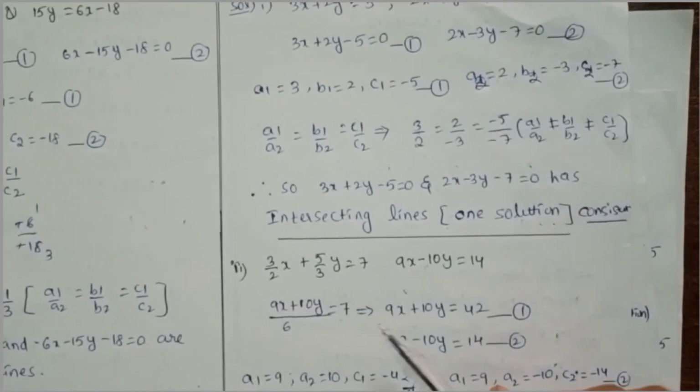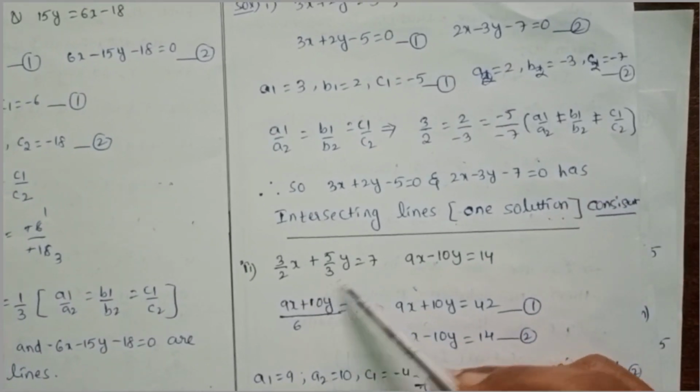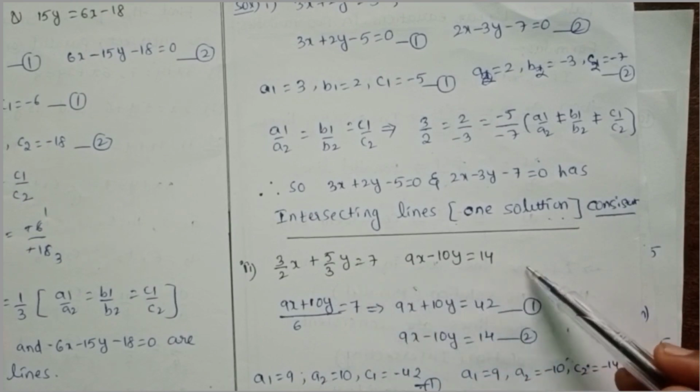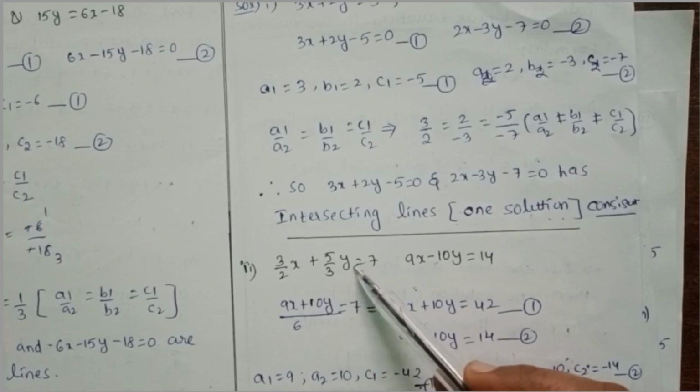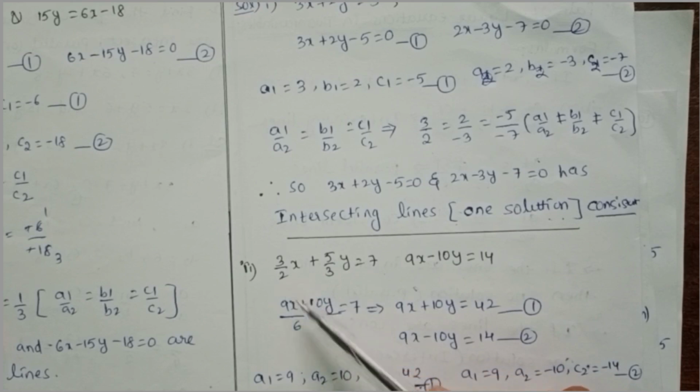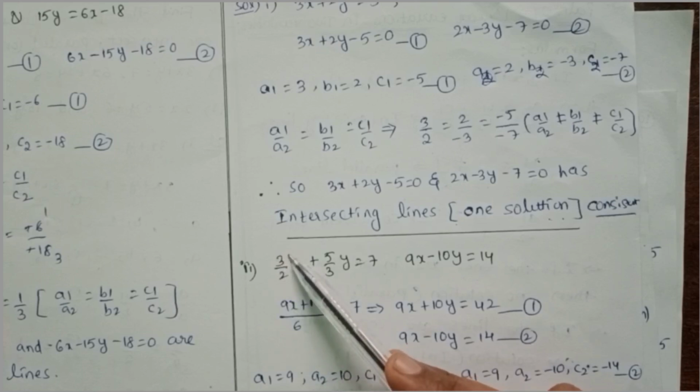The next question is 3 by 2x plus 5 by 3y is equal to 7, and 9x minus 10y is equal to 14. First, convert this into a normal equation, that is, take the LCM. The LCM of 2 and 3 is 6. Here 2, here 6. So in the 2 table where you get 6, 3 is there. So again that 3 and multiply with this 3.